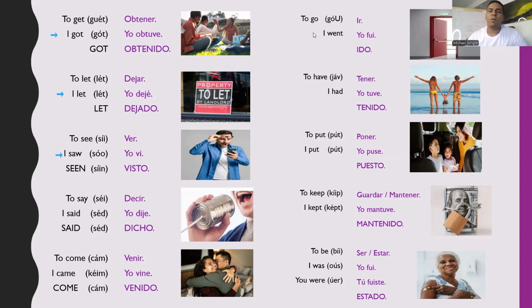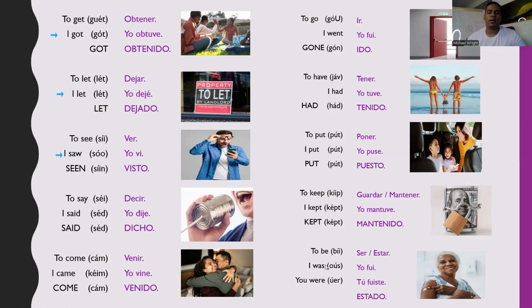Okay, to go, I went, and gone. Past participle, that means ido. To have, I had, and tenido, you say had, the same. To put, I put, and the past participle is the same, it is an irregular verb. So irregular verbs cannot change in some cases. Put. To keep, which is infinitive: I kept, and kept, which means mantenido.